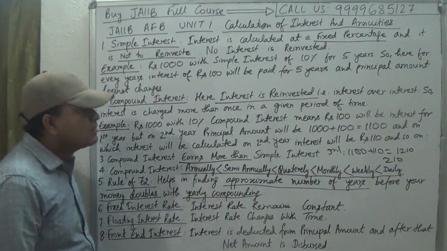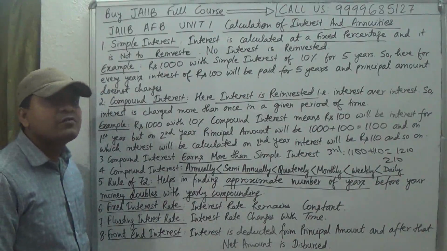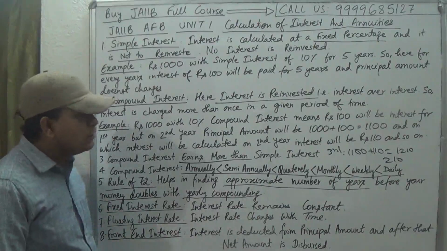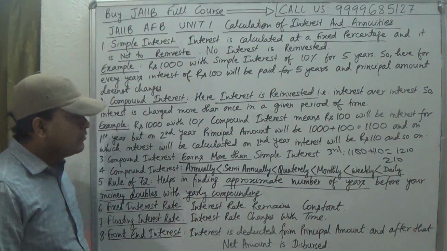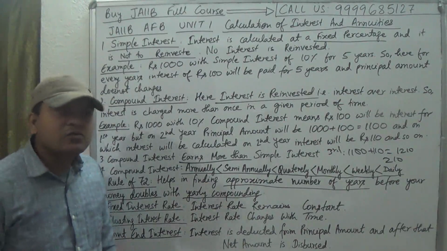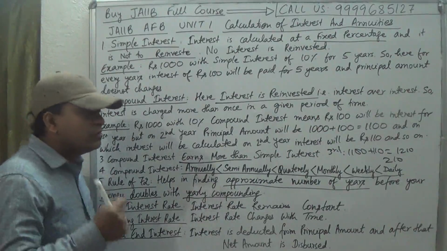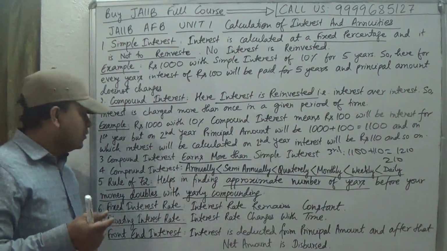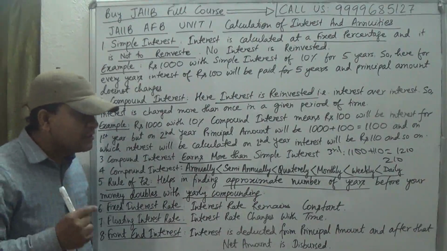Compound interest gives more earnings as compared to simple interest. When we do compound interest calculations, it may be given annually, semi-annually and so on. Annually will give the lowest compound interest, and daily will give the highest compound interest.